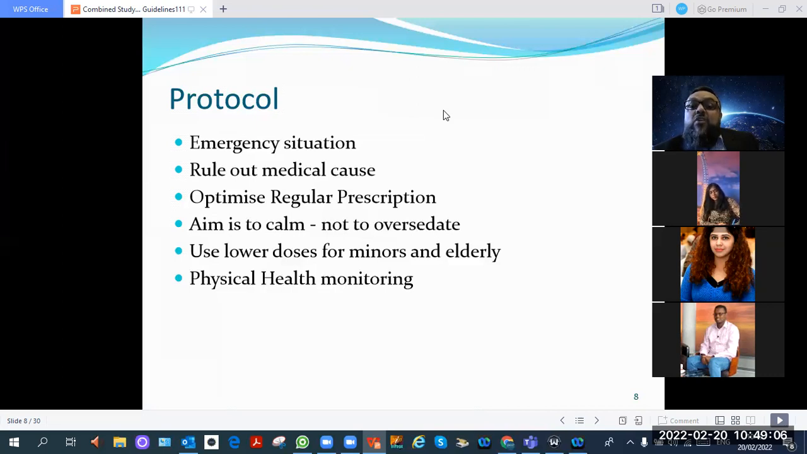And if they are not drug naive, they have taken oral haloperidol before. If you have to inject and it is a repeat presentation with a known diagnosis, then you will use 2.5 milligrams, but not in a drug naive person. Physical health monitoring is very essential.